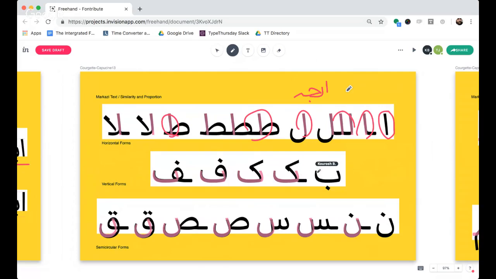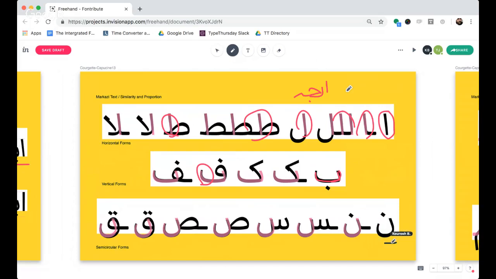What we have here is isolated letter B. This part could be borrowed to design letter Kaf, which is letter K, and Fe, which is letter F, as you see. But they are not exactly the same. It's a little bit wider. Yeah, exactly, to have the right proportion.